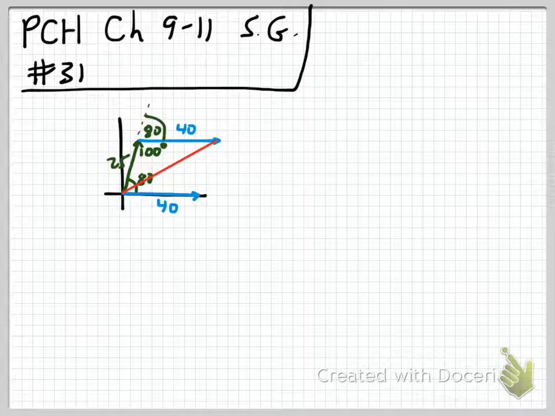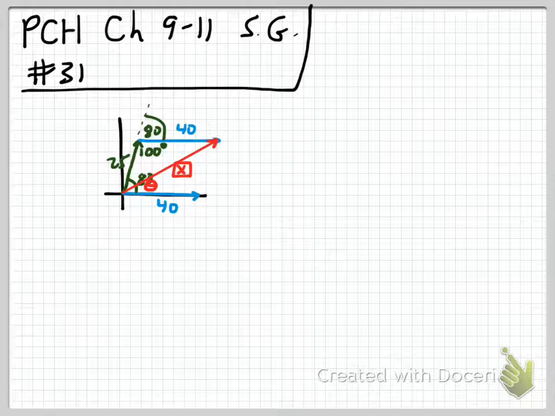Let's put an arrow there. We're just going to call that the length of the vector, x. And then we're also going to be finding a theta right here that represents the angle that this resultant vector makes with the horizontal. We use, not the Pythagorean theorem, we use the law of cosines to find x.